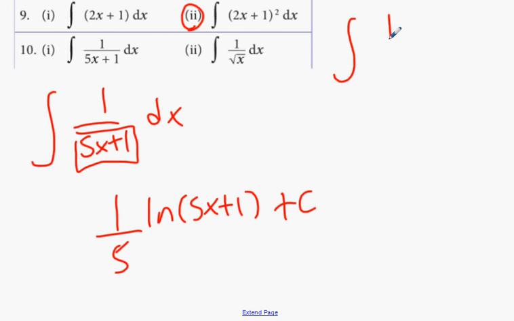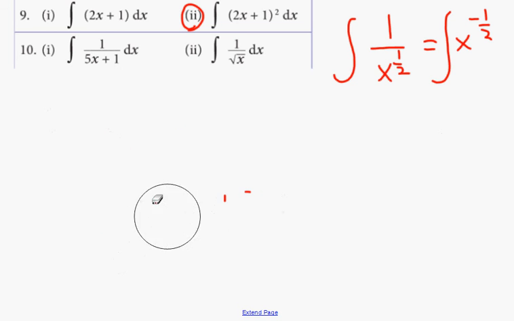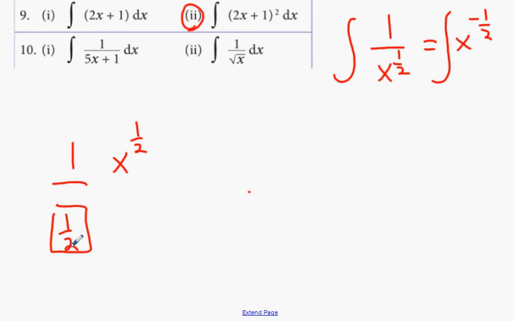Okay? So it's going to be integral of 1 divided by x to the power of a half. That in turn is the same thing as x to the power of minus a half. It now qualifies under the original rule because it's not n equals minus 1. So what we can do here is we can say add 1 onto the power, isn't it? So x to the power of a half. 1 divided by your new power is 1 divided by a half. What's 1 divided by a half? 2. So it's 2x to the power of a half plus c.